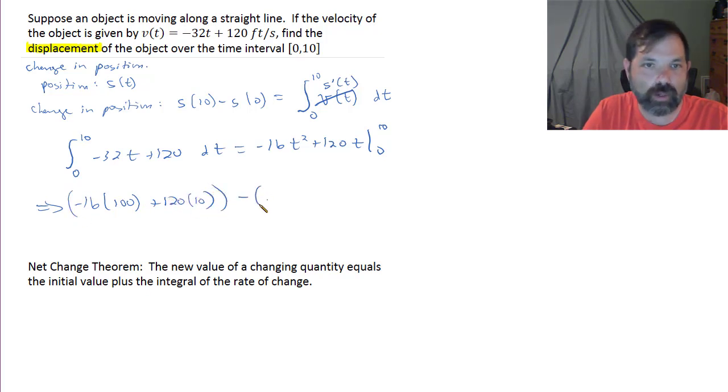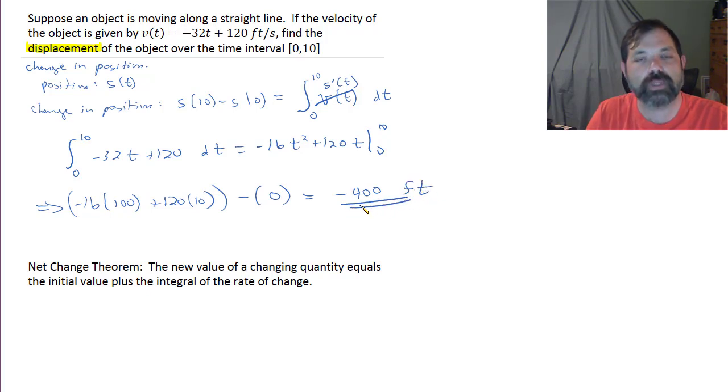Substituting 0, I hope you can clearly see that it'll be 0 if we substitute 0. So that's negative 1600 plus 1200, that would be negative 400 feet. So the displacement is negative 400 feet.